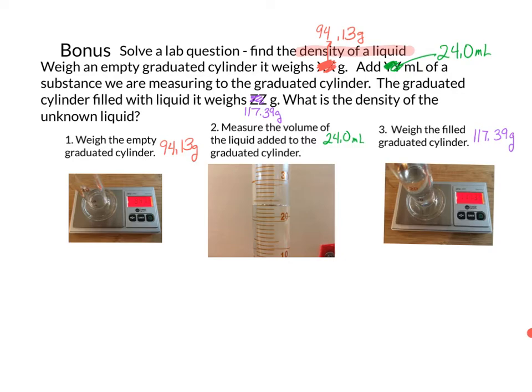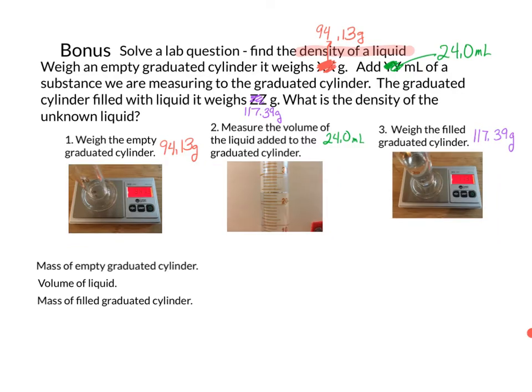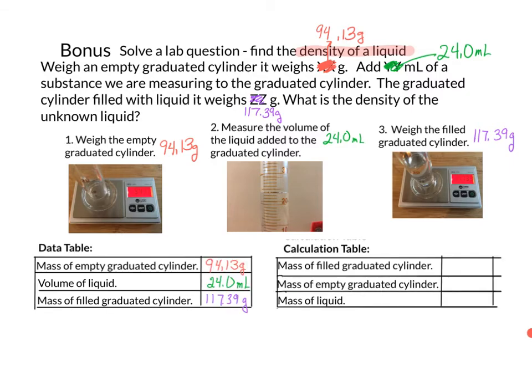Now, let's find the mass of that liquid. By subtracting the empty cylinder from the filled cylinder, we will find just the mass of the liquid. The mass of our filled cylinder was 117.35 grams.